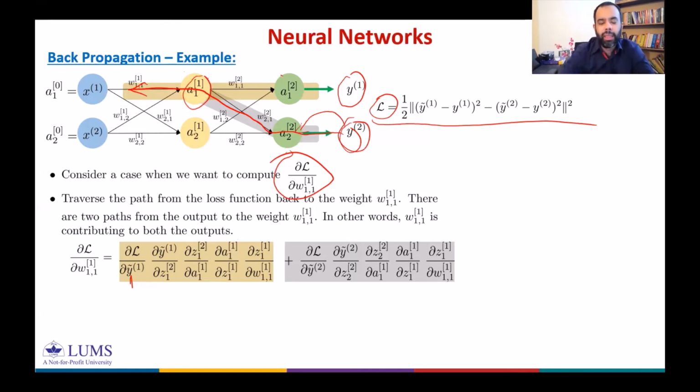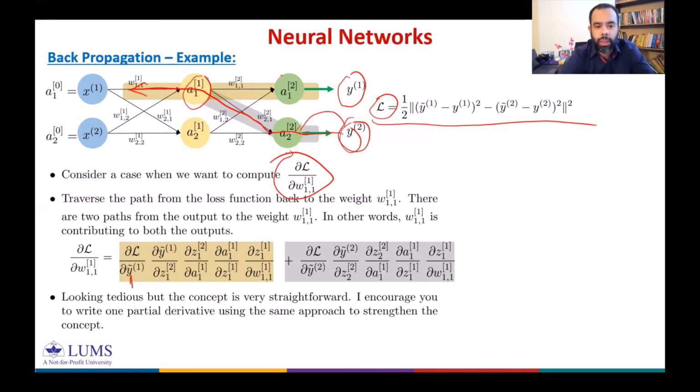Okay, this is looking tedious, right? And this might be looking super complicated, but the concept is very, very straightforward. You simply back propagate, and you will see very shortly, once we handle this in the vector notation, you will have a very clear understanding of this back propagation. Maybe at this stage, I encourage you to write down the partial derivative of the loss function with respect to, say, W122.